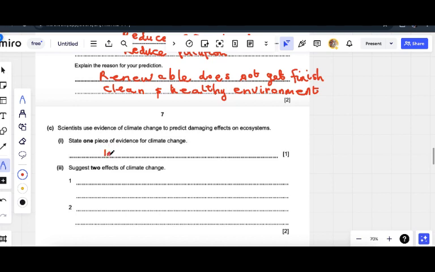Increasing temperature, the melting of the polar ice is an evidence of climate change. Desertification, desert encroachment, any of these. Increasing environmental temperature, or increasing temperature of our environment. Our environment is getting hotter.